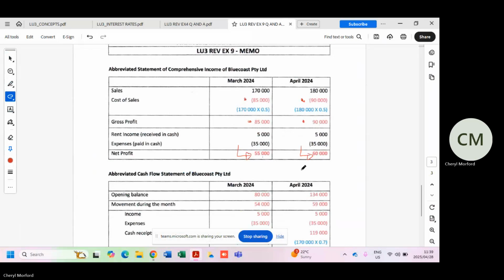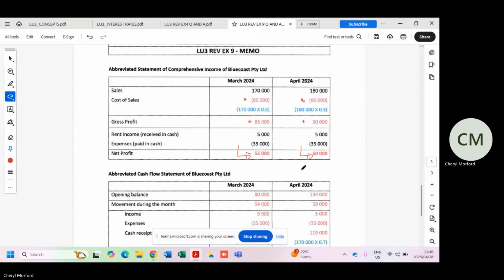60,000. Now we want to complete the cash flow element of the question, and we want to see if that increase in the net profit is matched by a rise in the bank balance or not. If it isn't, remember I said there's that term overtrading. It could also indicate something about the liquidity position of the business.